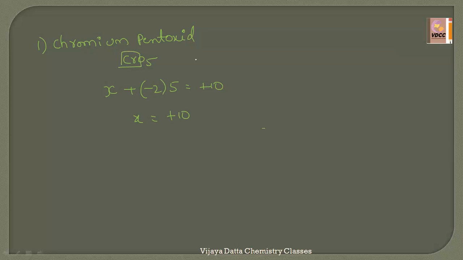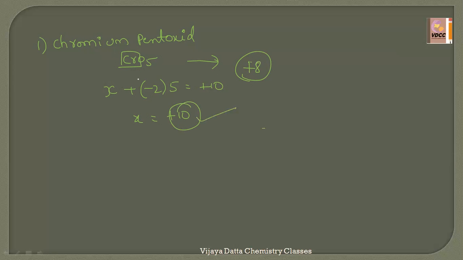The first one is chromium pentoxide. Its structure is CrO5. If you calculate it generally, you assume chromium as x plus oxygen is minus 2 into 5, which shows plus 10. That is, x is equal to plus 10, so the chromium oxidation state is 10. But we have a rule that the highest oxidation state is plus 8 only. It never exceeds plus 8, but here it is showing plus 10. In the options also there will be plus 10. So what is the problem with this?